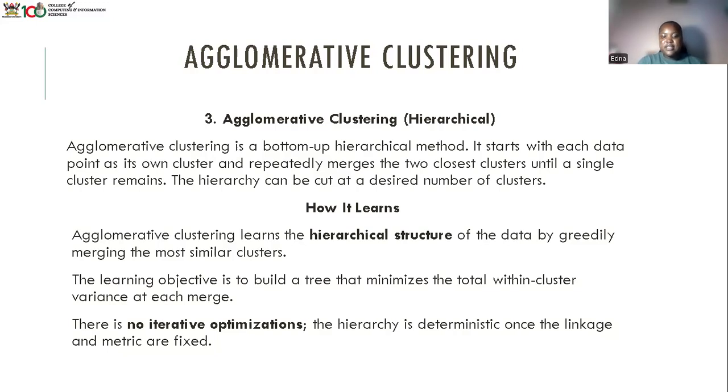Agglomerative clustering learns the hierarchical structure of the data by greedily merging the most similar clusters. The learning objective is basically to build a tree that minimizes the total within cluster variance at each merge. Thus, there is no iterative optimization and the hierarchy is deterministic once the linkage and metric are fixed. In agglomerative clustering, we are able to capture the merge history using a dendrogram.